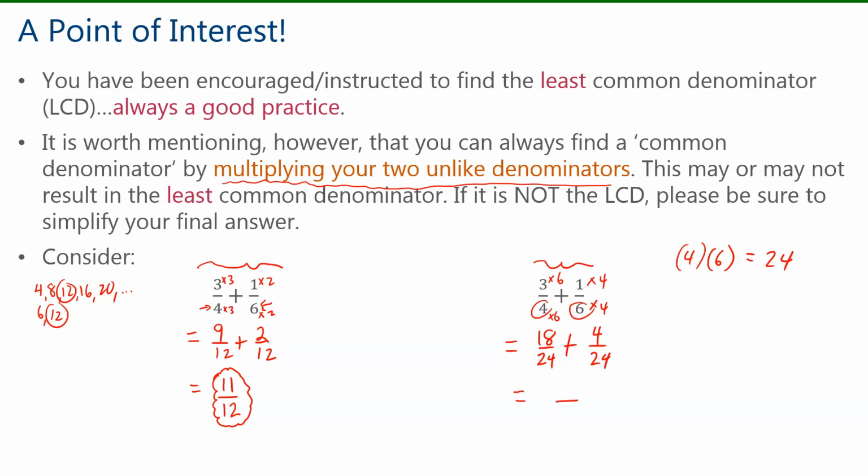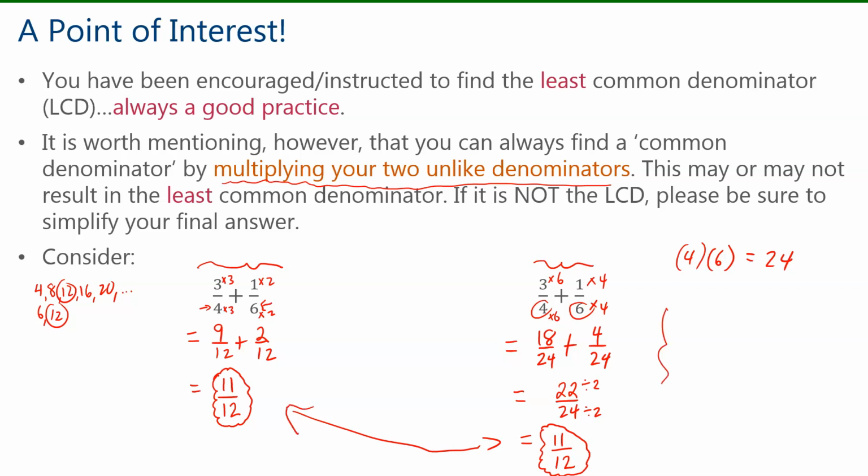So I can certainly add. My denominator is the same. I copy it down. I add my numerators. 18 plus 4 is 22. Now, if you look at 22 over 24, however, that can simplify. So to reduce 22 over 24, what's the GCF for 22 and 24? That would be a 2. So I cut 22 in half, I get 11. I cut 24 in half, I get 12. And obviously, you have to end up with the same final answer as we did here, right? 11 over 12.